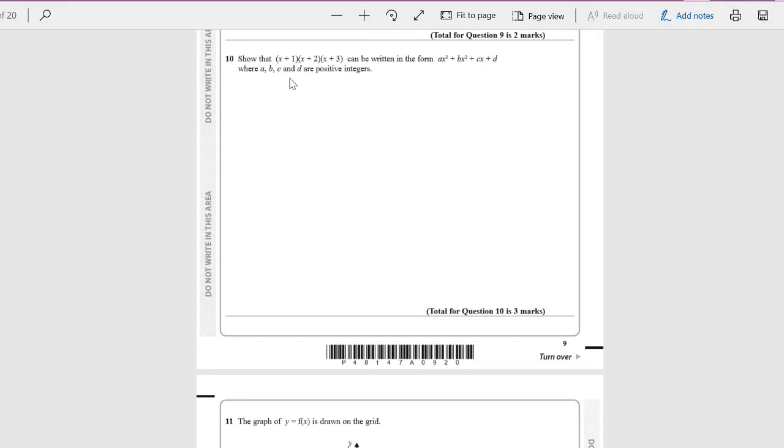Question 10, it says show that, and you have this expression here, and it can be written in the form as follows, where A, B, C, and D are positive integers. Okay, so essentially you just want to expand the brackets. So let's start off with x plus 2, x plus 3. I'm going to use my arrows for this one. So we get x squared plus 2x plus 3x plus 6.